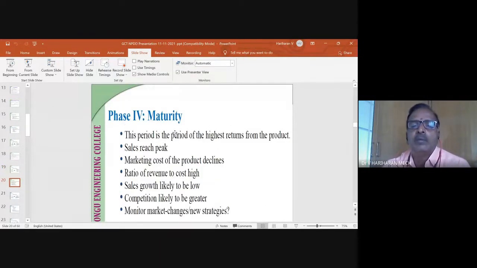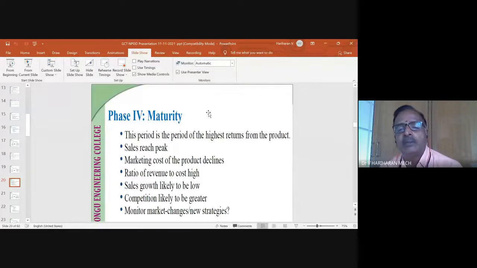Then in the maturity phase, this period is the period of highest return from the product. The maximum profit will be obtained only in the maturity period. Sales reach their peak level. The marketing cost of the product decreases, so your marketing cost will decline slightly. The ratio of revenue to cost is very high. Sales growth is likely to be low.